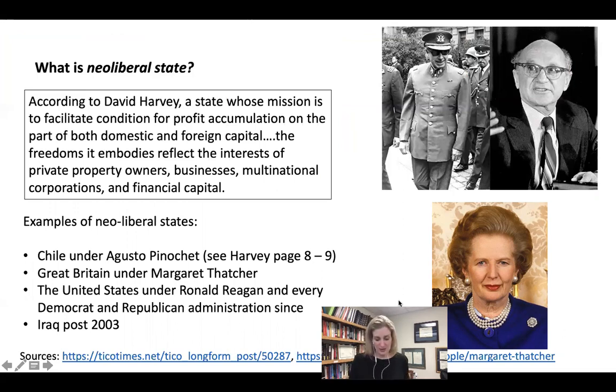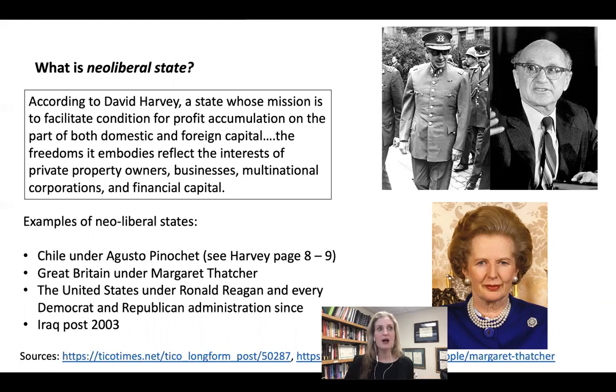Okay. So the book that you read, David Harvey, he's a critic of neoliberalism. He thinks that it has been bad for the global economy. And he is really focused as a political economist on how these economic reforms were implemented through politics, through political means. So he's defining a neoliberal state as a state whose mission is to facilitate conditions for profit accumulation, wealth accumulation on the part of both domestic and foreign businesses, capital. The freedoms it embodies reflect the interests of private property owners, businesses, multinational corporations, and financial capital.